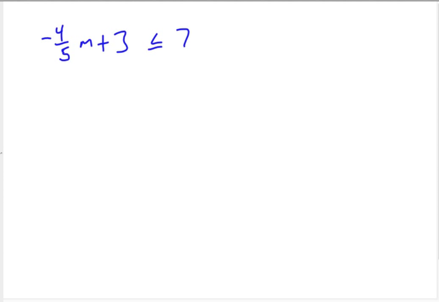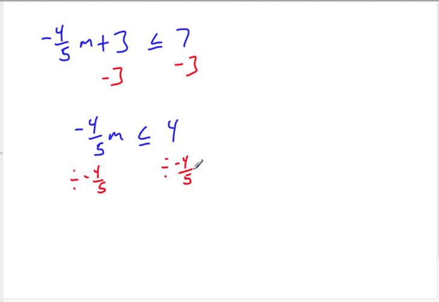Alright, last one. We're going to start by subtracting 3 from both sides, leaving us with negative 4/5 m less than or equal to 4. Okay, here's where we have to remember. We want to divide both sides by negative 4/5, right? So two things are going to happen here. First of all, we know that dividing by a fraction is really the same as multiplying by the reciprocal. So what we really want to do is multiply by the reciprocal of 5 over 4, right? So it's really like this. Negative, of course.